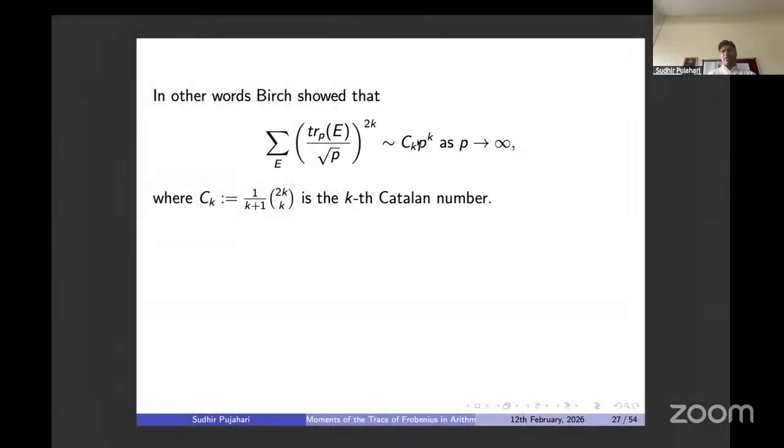What is a Catalan number? A Catalan number is precisely this: you take an n-gon, a polygon, and you draw lines, and you count the number of triangulations, with lines which do not intersect each other. There is a whole book; there are hundreds of definitions of the Catalan number. It appears very naturally in nature. So the even moment of the trace of Frobenius is the Catalan number. The odd moment you can very easily show is 0 using symmetry. And these are precisely the moments of the semicircular distribution, hence the trace of Frobenius obeys the Sato-Tate law.